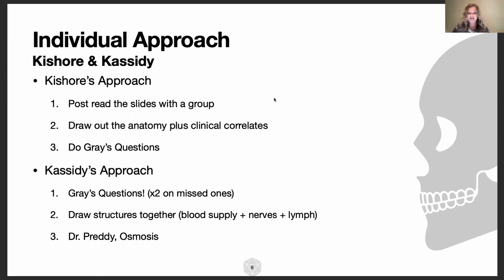And then the lymphatics I would do in green, and I would put all of those together on the same drawing, because then you can see how things are connected and how they run together, like how lymph runs with veins and things like that.